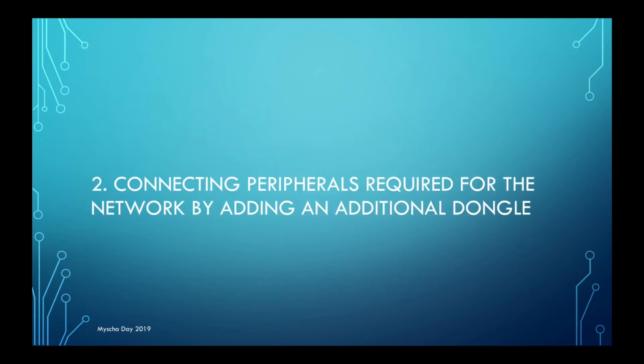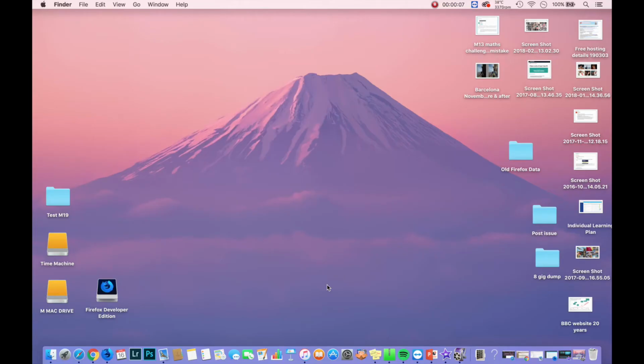Connecting peripherals required for the network by adding an additional dongle. So for this example I'm going to add an external memory stick, so that on the network we can actually add files and everybody can access what's stored on this stick. Okay, so I'm going to add my USB dongle and it will show up on the screen in a moment.